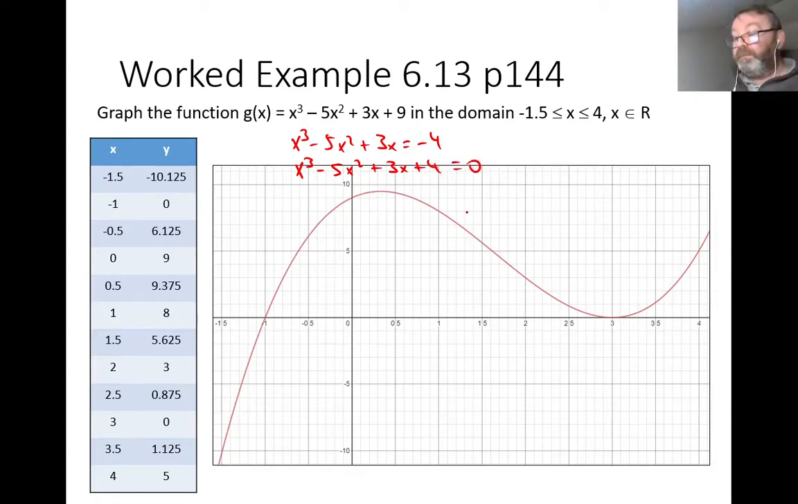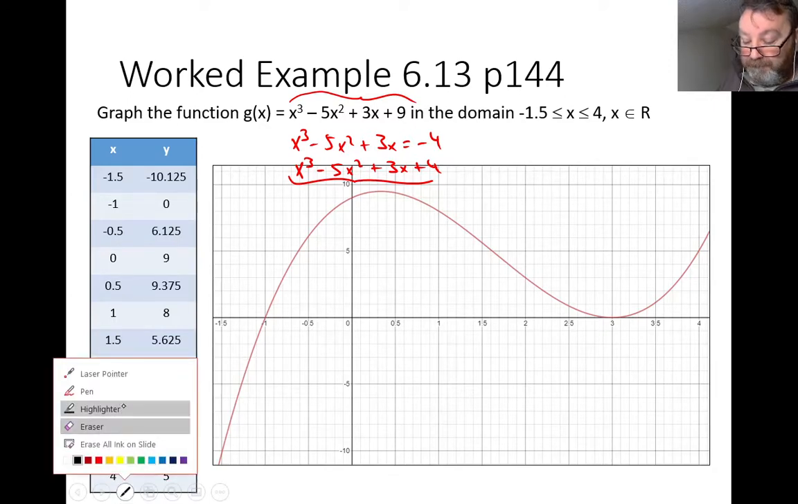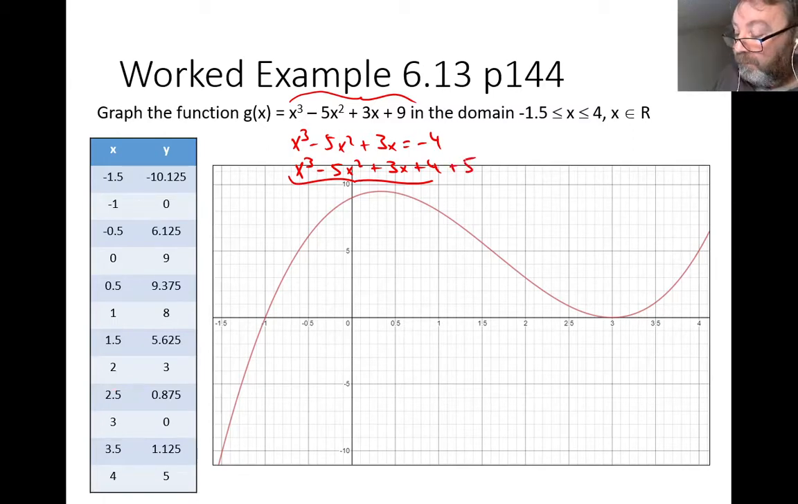Now here's my question. How would I get that left-hand side to match this left-hand side? So think about that. How would I get x cubed minus 5x squared plus 3x plus 4 to match x cubed minus 5x squared plus 3x plus 9? Isn't the answer to simply add 5? So couldn't I just add plus 5 at the end? Add 5 on that side, and then of course you'd have to add 5 on the other side. See that? You'd have to, because to keep it balanced, it was equal to 0. You've now added 5 on both sides.